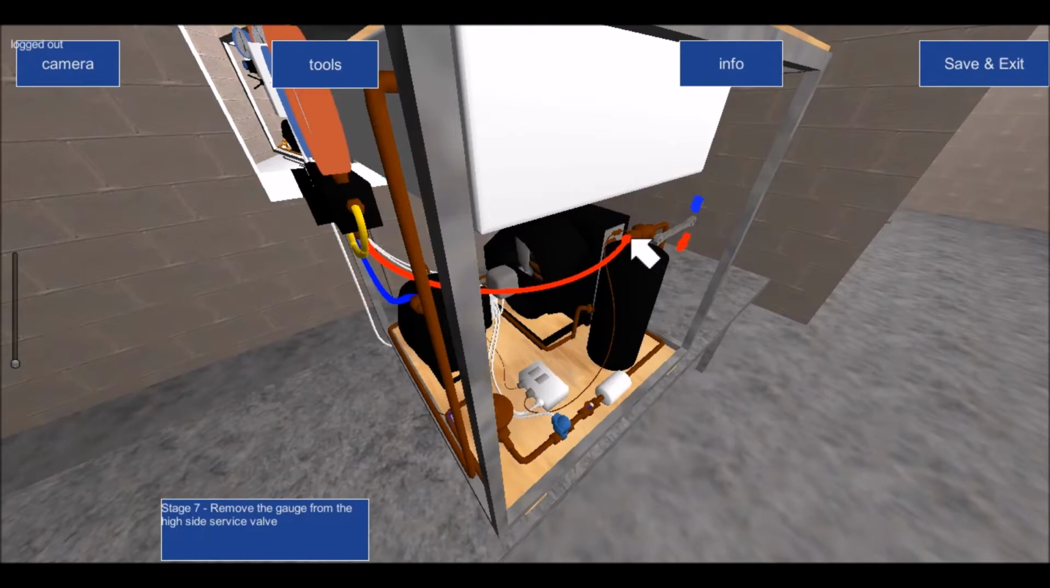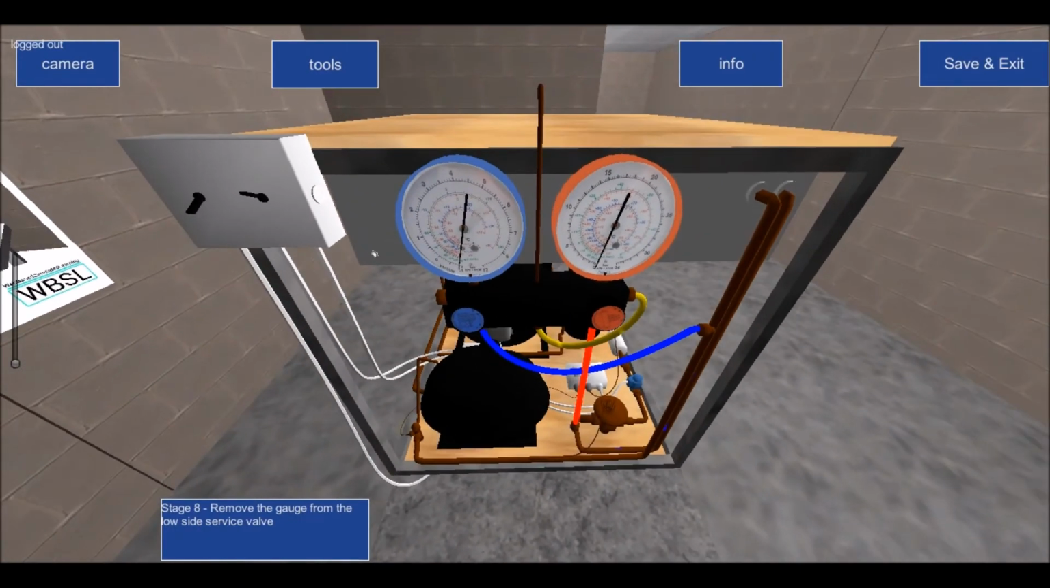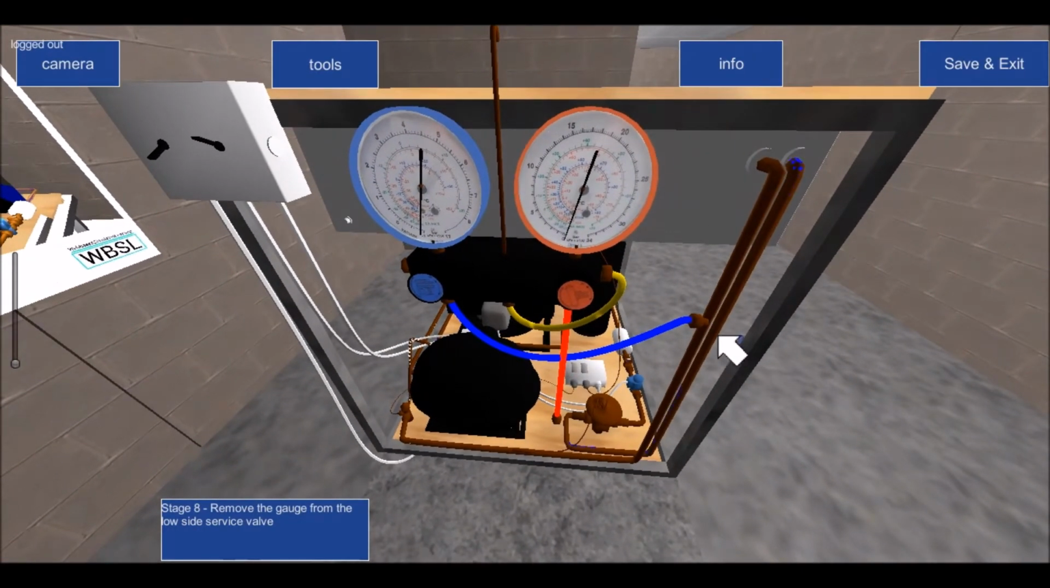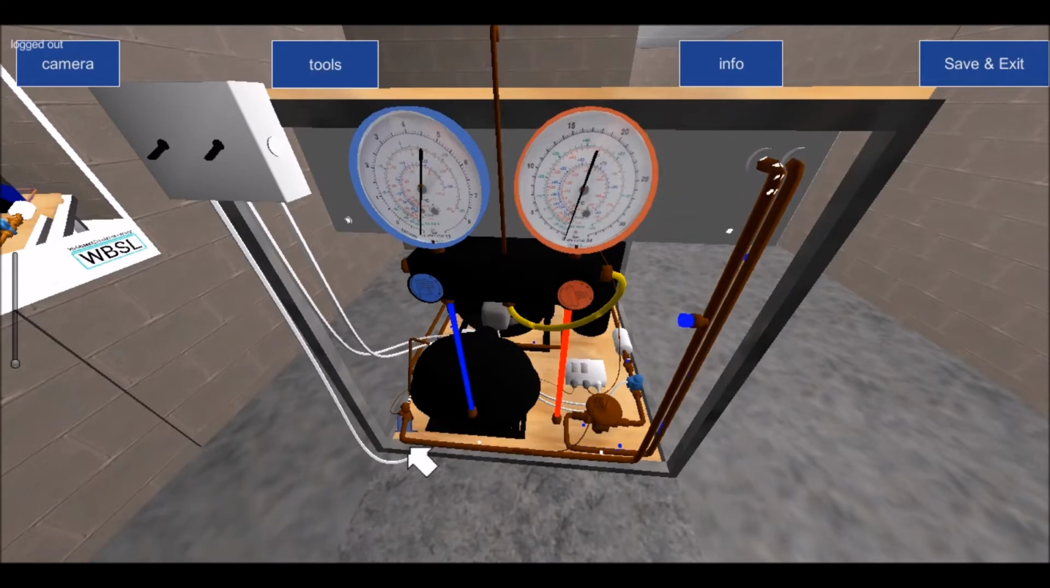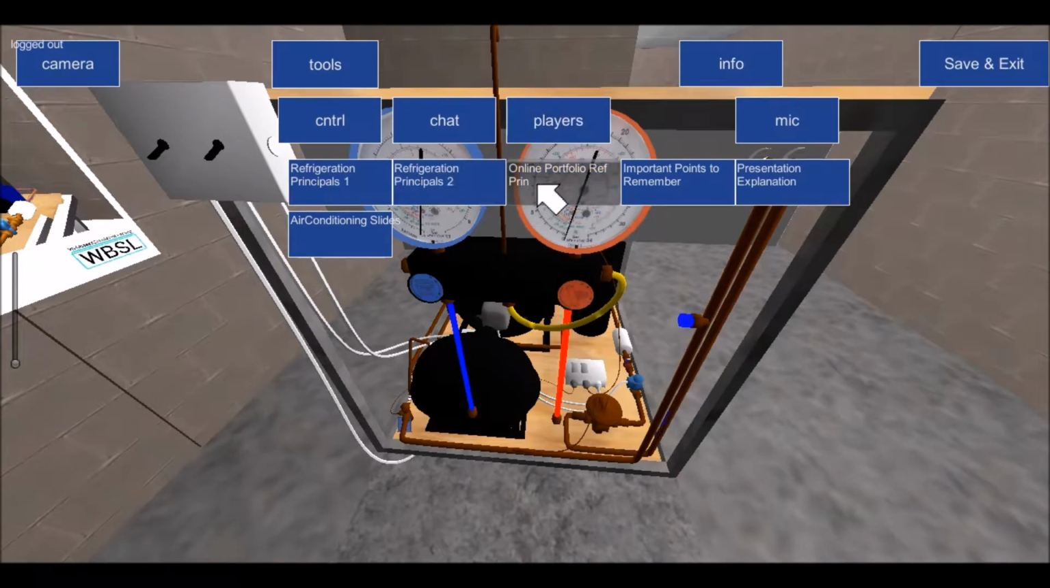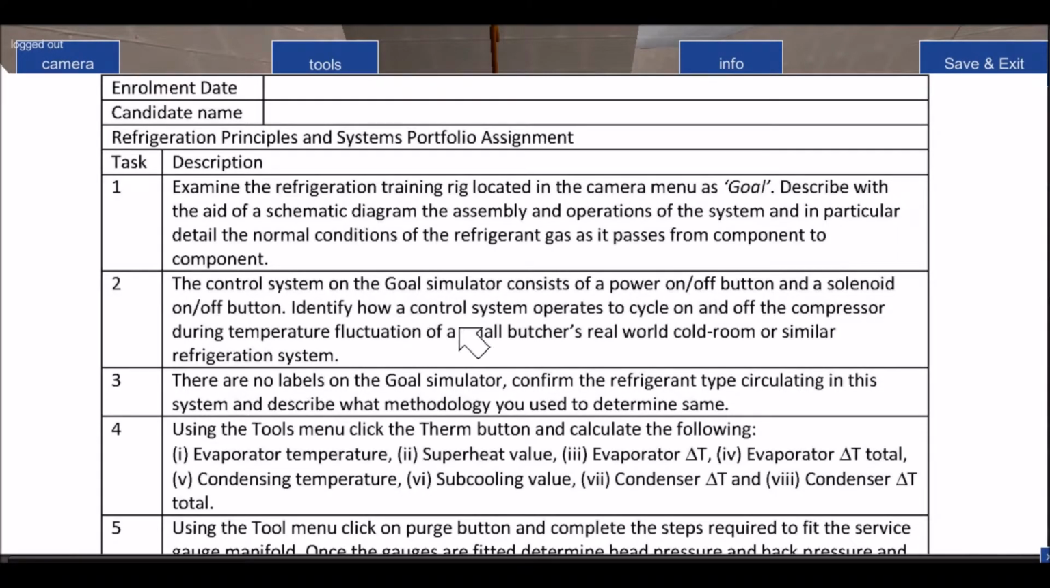So that is portfolio number 2. It's just trying to get you to explain the control system for a system that has a solenoid valve, in other words the pump down control system. So it asks you here on the portfolio the control system here, how does it operate the on-off cycle on the compressor during temperature fluctuation of a small butcher's cold room or similar refrigeration system. Now if you're more comfortable describing a system that cycles on and off without a solenoid, that's okay too.